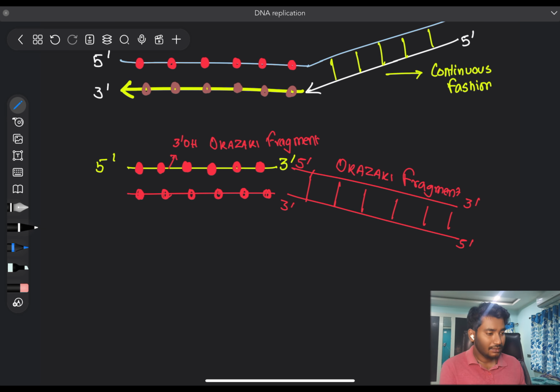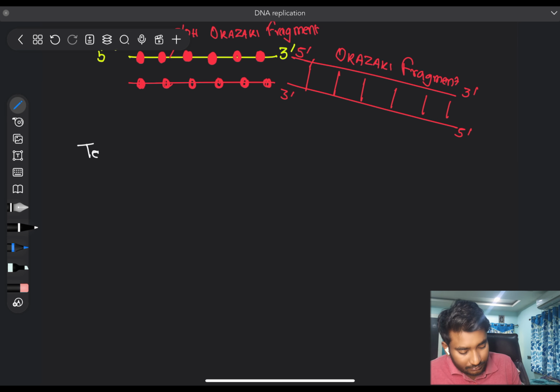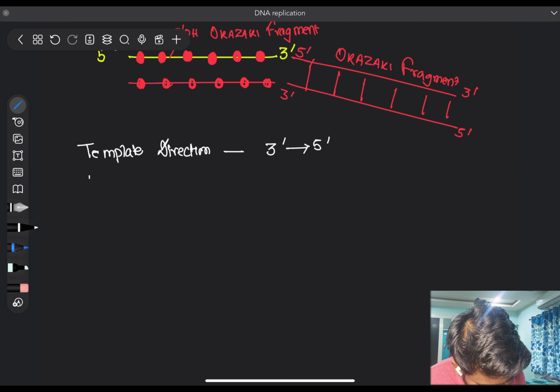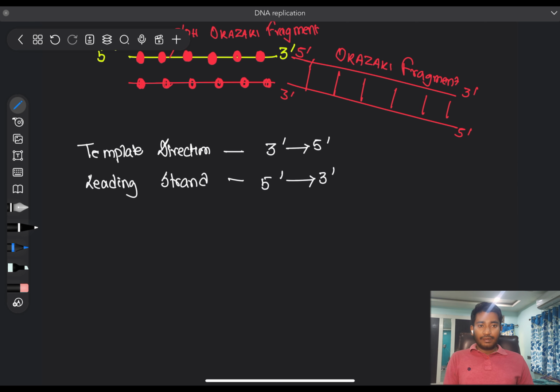Now the continuous strand, the template direction is always from 3 prime to 5 prime, while in the continuous fashion, the leading strand is 5 prime to 3 prime. So the template strand is 3 prime to 5 prime and the leading strand is 5 prime to 3 prime.